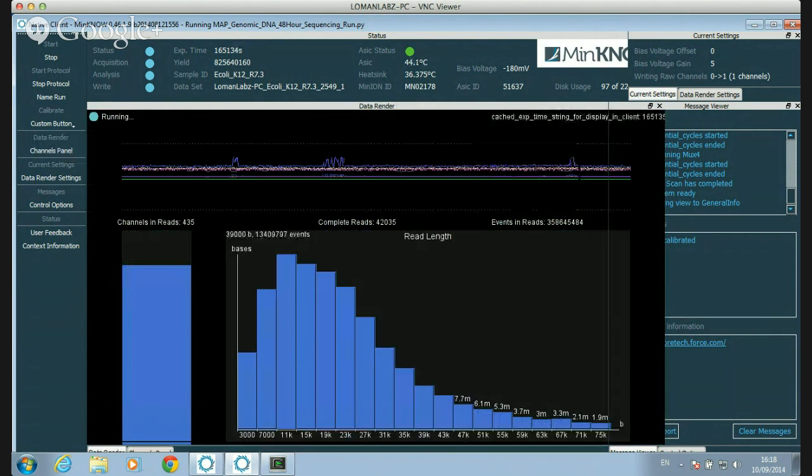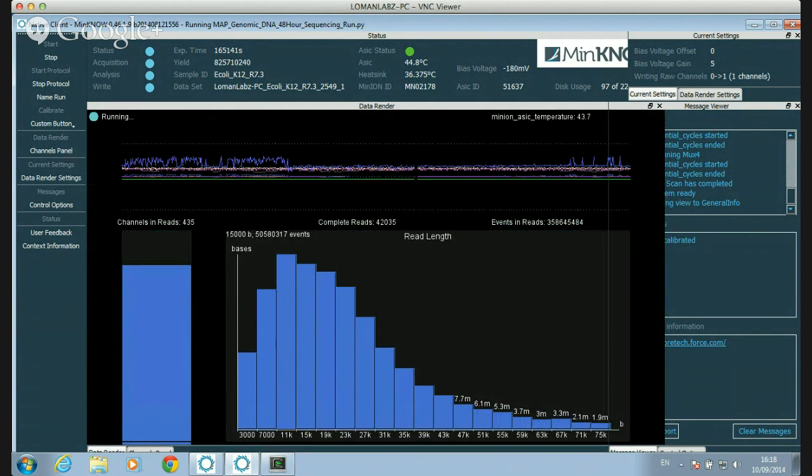And that's the read length histogram. It's slightly confusing because it's actually counting both the template and complement events there. So the reads are a bit shorter than what appears there.